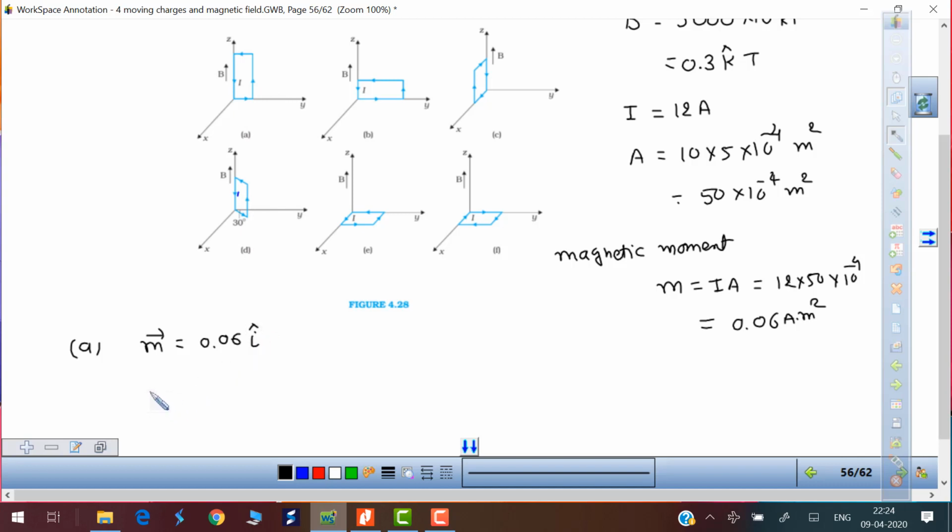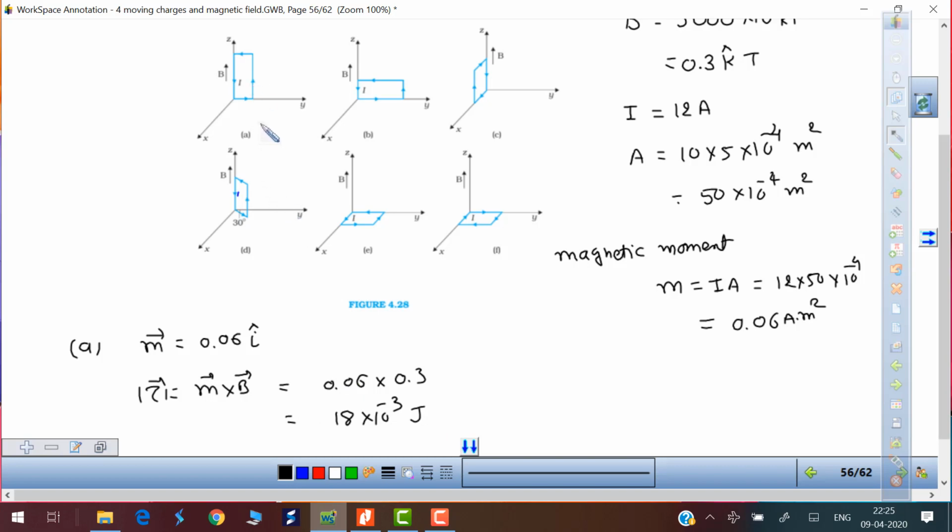Okay. So torque, we know that is M cross B. So M is 0.06, B is 0.3. And this is the magnitude. First I calculate. So 6 times 3 is 18, so it comes to 1.8 into 10 raised to minus 3 joule. So this is the torque acting on the first coil.